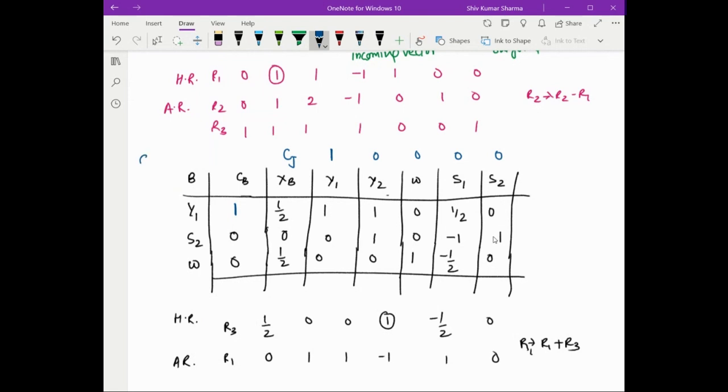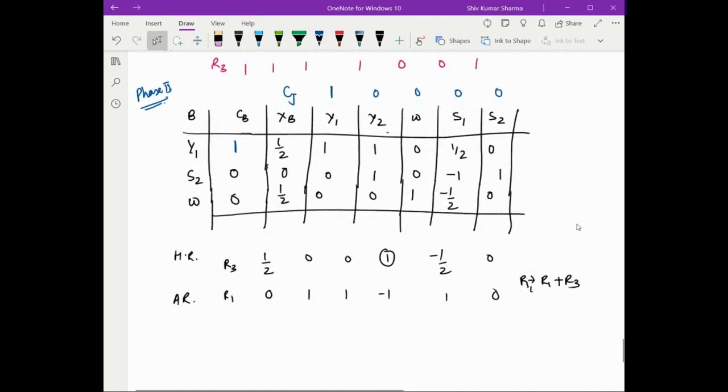So this is basically where we start phase two, because the two-phase method is divided into two phases. So this is phase 2 of the two-phase method. When we remove the artificial variables, we just write the actual cost of the variables. So now we calculate the value of delta J.